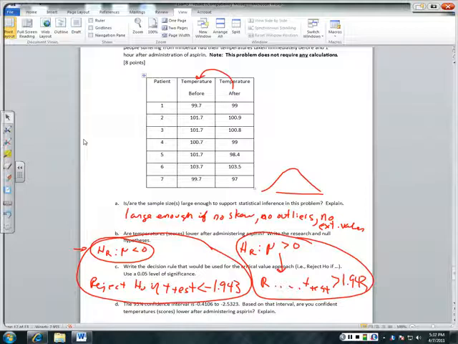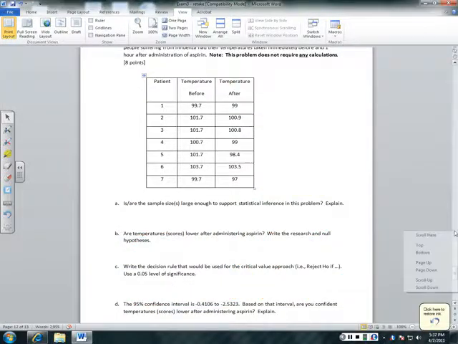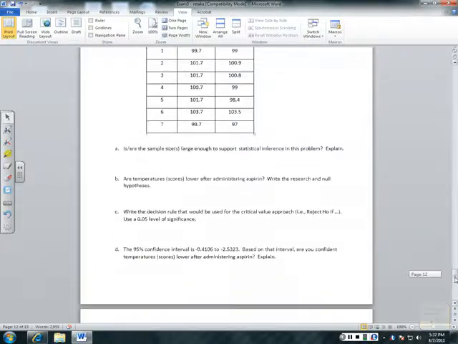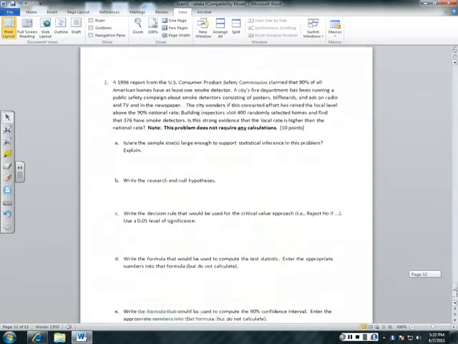You might note that if you looked at the previous test that I gave to the day class, I gave them a matched pairs problem, and it had these exact same questions.